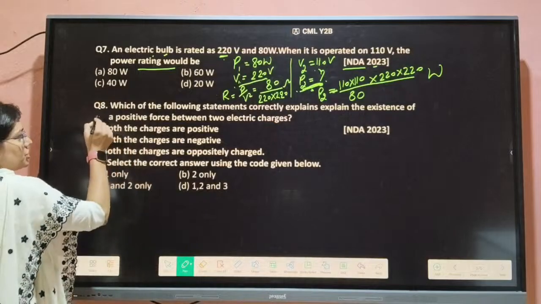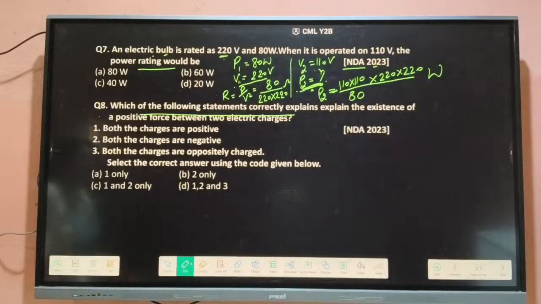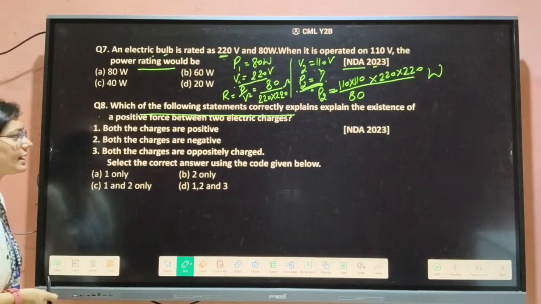Now next question: which of the following statements correctly explains the existence of positive forces between electric charges?